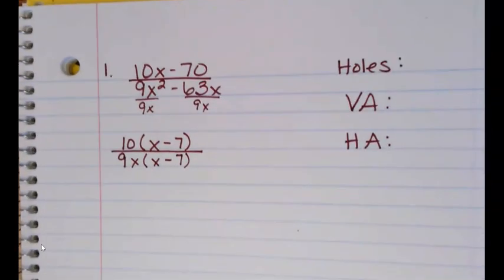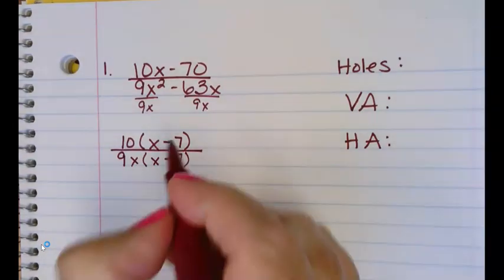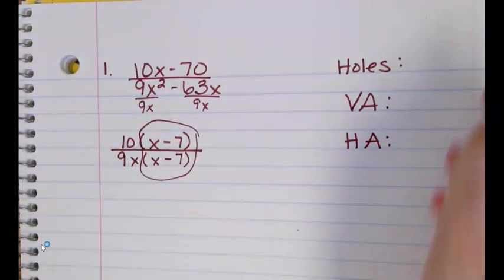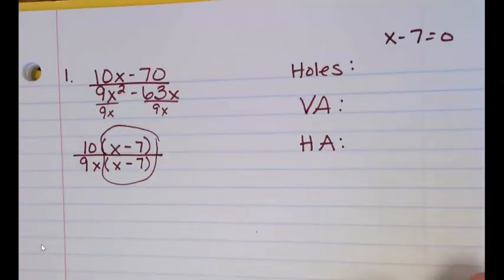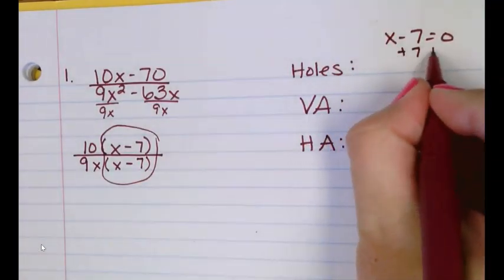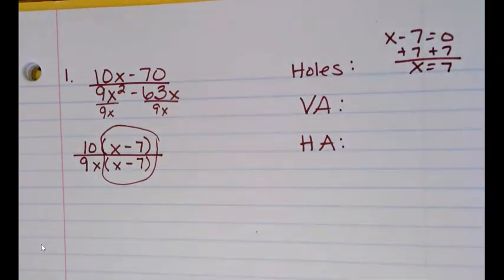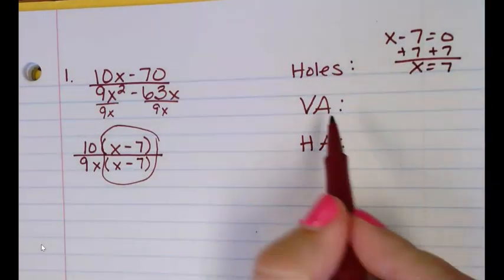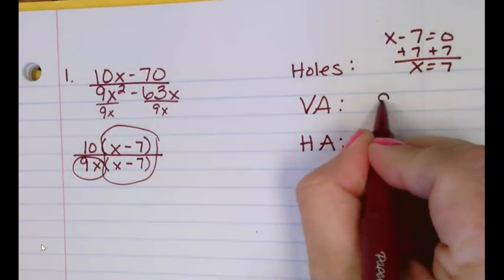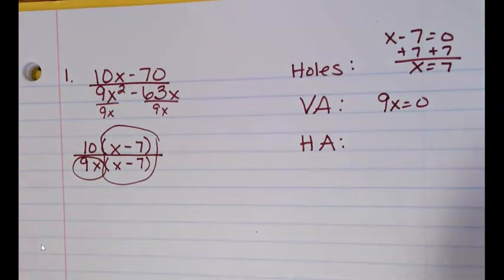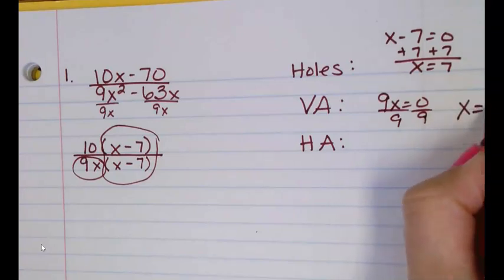Holes are what we have in common. So here's my hole. So you do x minus 7 equals 0. Add 7, and we get x equals 7. Vertical is whatever's left over. So you see here, that's my leftover. You set that equal to 0 and solve. Divide by 9. We get x equals 0.